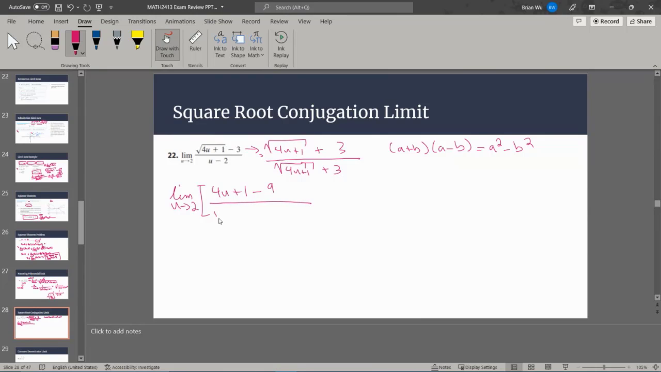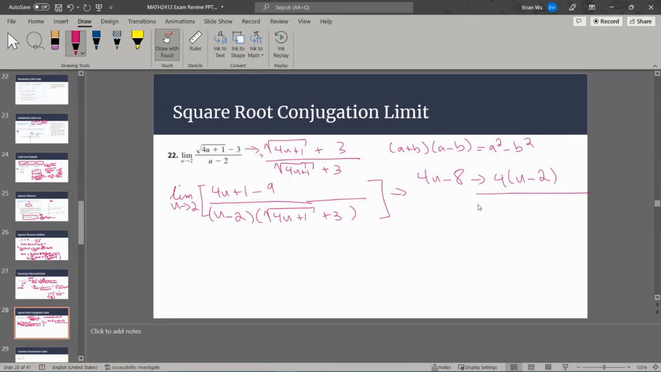And the bottom also gets multiplied by that conjugate. But it can't really cancel out. It's not really easy to factor either, so we're just going to leave it as is. We're going to simplify the top. The top becomes 4u minus 8. We factor out the 4, which becomes 4 times u minus 2.